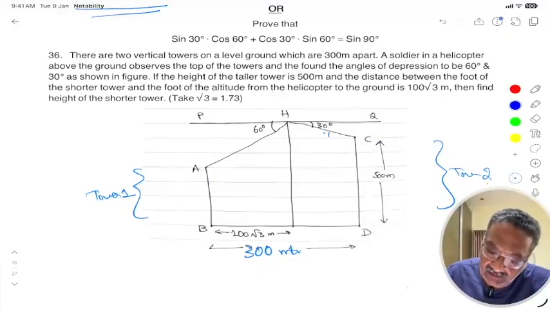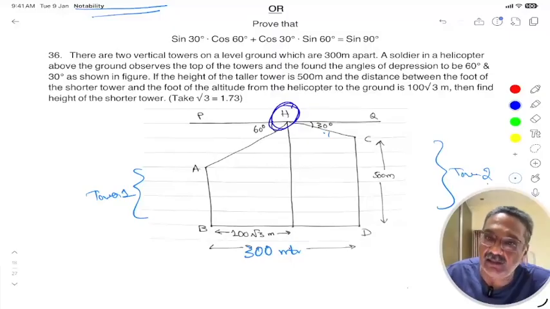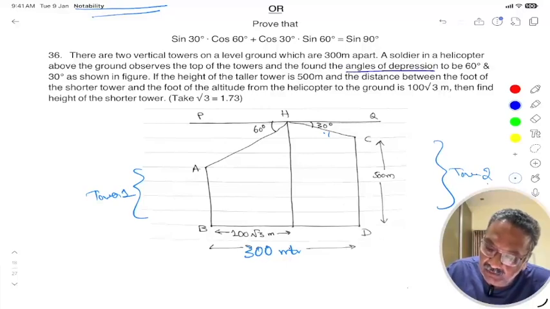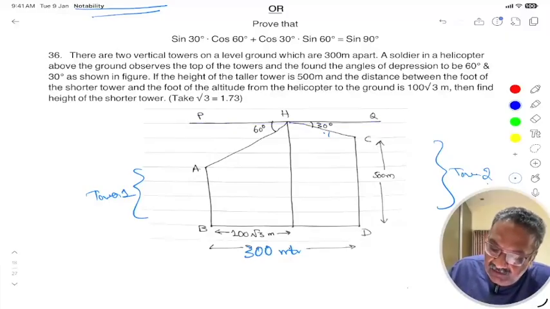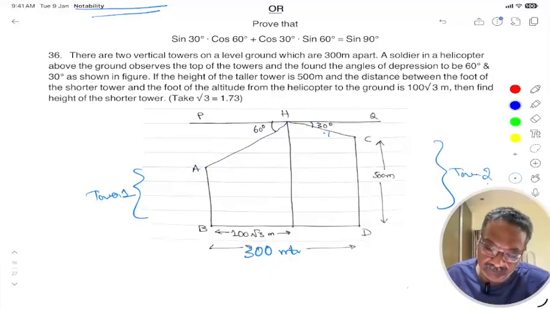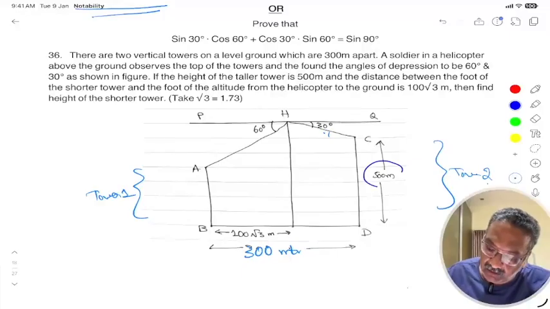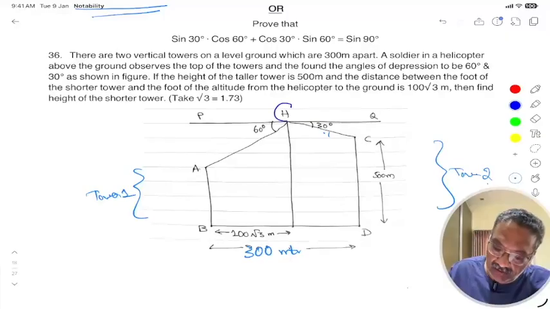See, there is a soldier in a helicopter. H is the helicopter. He observes the tops of the towers, A and C, and finds the angle of depression to be 60 degrees and 30 degrees as shown in the figure. PQ is the line of sight, and the angle of depression of the top of C will be 30 degrees and that of the other tower will be 60 degrees. Now the height of the taller tower CD is 500 meters. So this is the altitude from the helicopter.